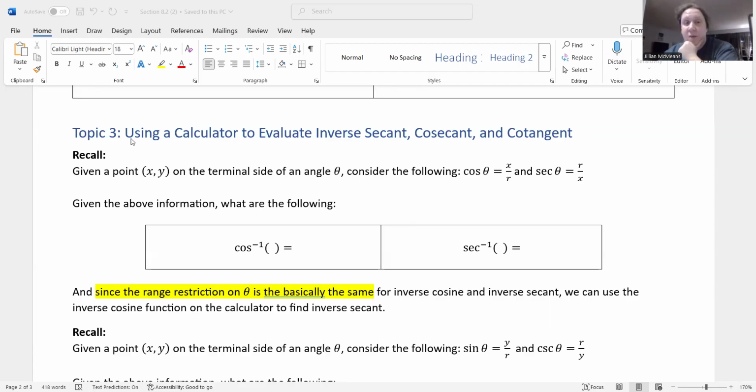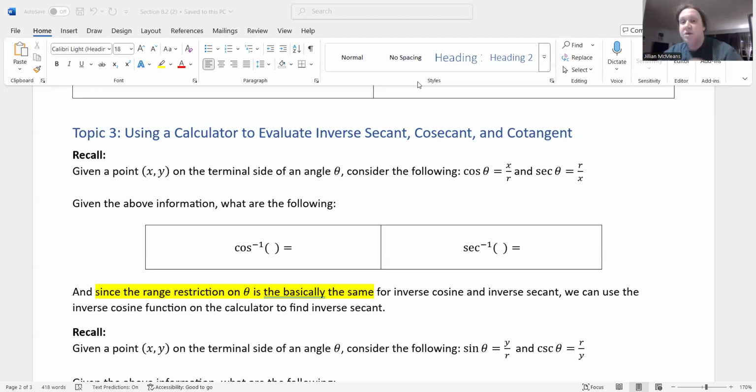Anyway, for topic three, we need to talk about using a calculator to evaluate inverse secant, cosecant, and cotangent. The issue with this is that we don't have an inverse secant, cosecant, or cotangent button on our calculator. We don't have a secant, cosecant, cotangent button either. So this is problematic. We have to find a creative way around this.